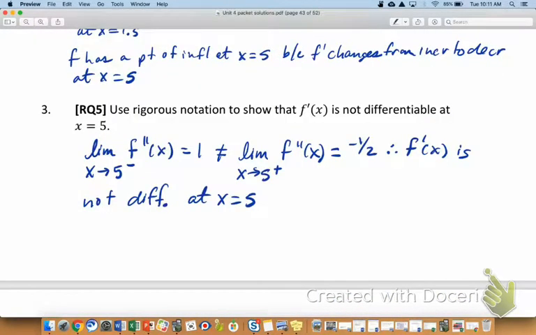Use rigorous notation to show that f prime is not differentiable at x equals 5. In order to do so, I wrote down some stuff about f double prime, the behavior of f double prime, because f double prime would simply be the slope, aka the derivative of f prime.